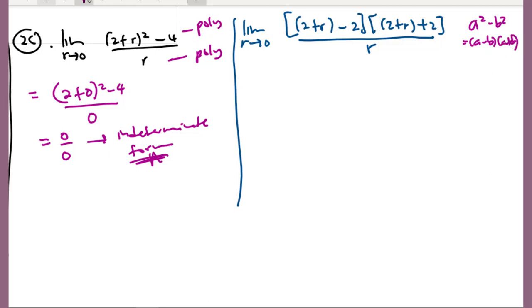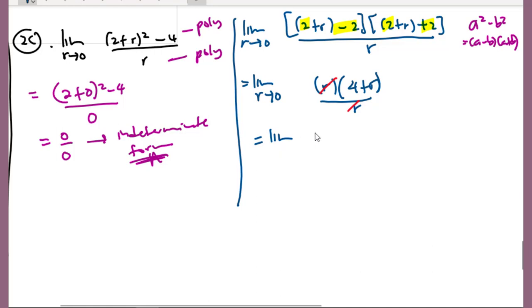Okay, and then next is, write limit. You have to write limit. Okay, and let's say simplify this. 2 minus 2 is equal to 0. 2 plus 2, 4. Okay, simplify. This one is r, and this one is 4 plus r, over r. Then this one can be cancelled. R. Then get limit 4 over r. 4 over r. R is already gone.